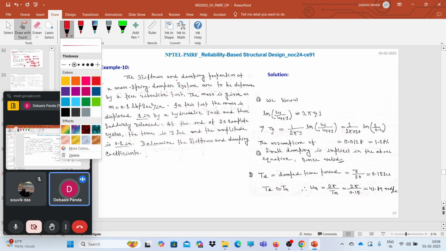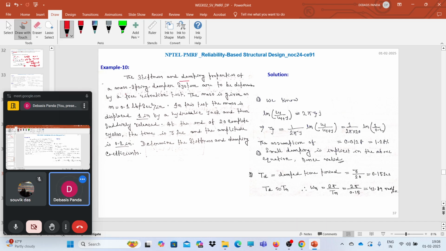The stiffness and damping properties of a mass spring damper system are to be determined by a free vibration test. The mass is given as m is equal to 0.1 lb per second square per inch. These are in FPS units. In this test, the mass is displaced 1 inch by a hydraulic jack. That means the initial displacement is provided as 1 inch by the jack and then suddenly released. So the first peak amplitude was 1 inch.